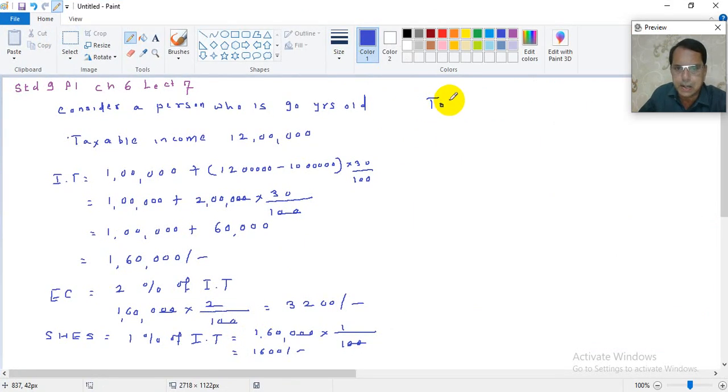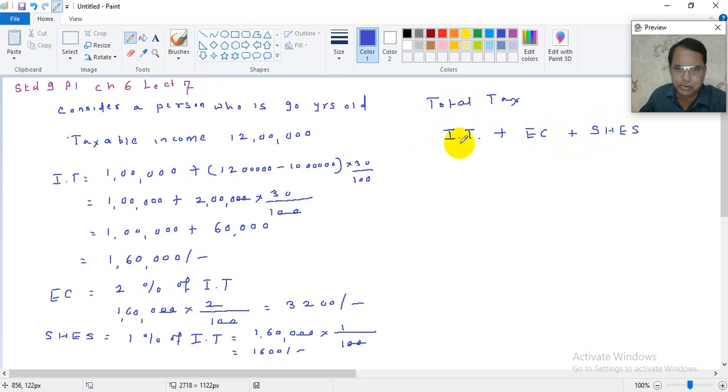Total tax is what? It is income tax plus education cess plus secondary higher education cess, SE, secondary and higher. So okay, I will erase this. So it is secondary higher education cess.